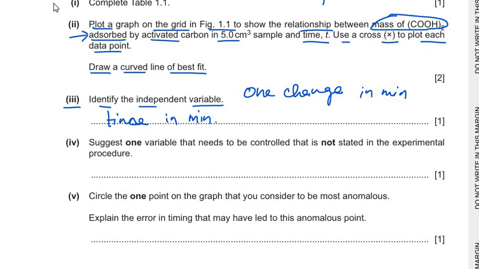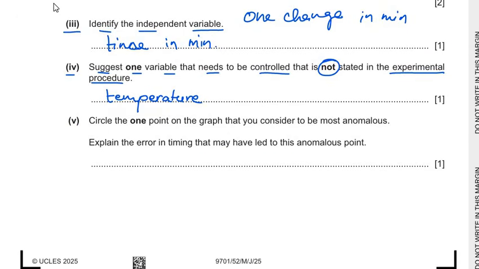So here now the fourth point is: suggest one variable that needs to be controlled that is not stated in the experimental procedure. Obviously the most obvious factor that we have to keep the same is temperature, because the rate of the process is definitely affected by the temperature. So temperature has to be kept constant to make the whole experiment fair.